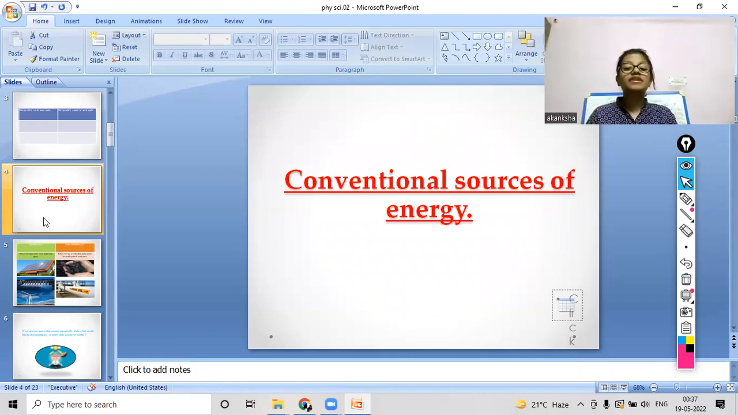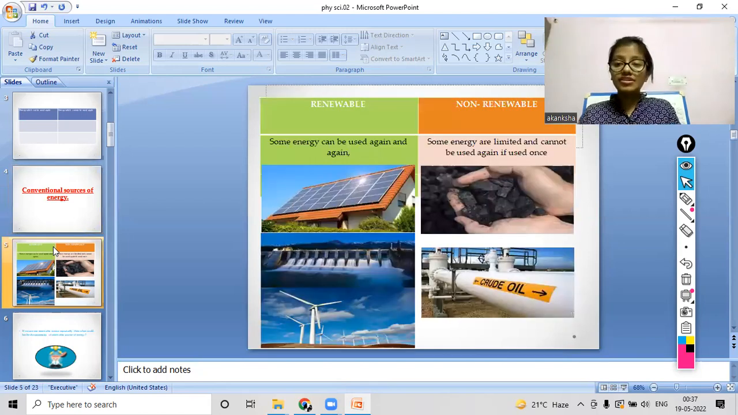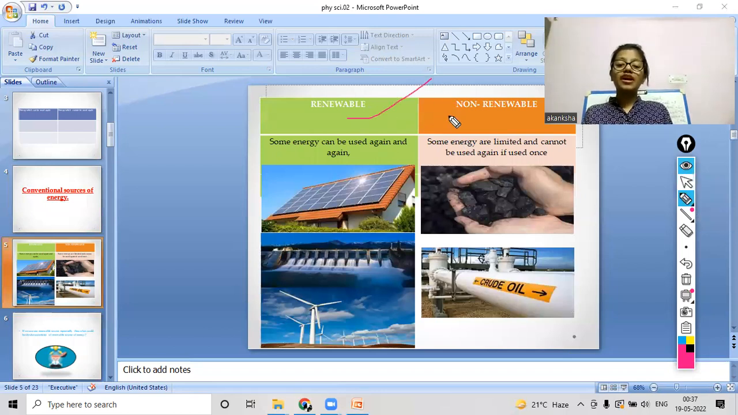Yes, I can see some good responses. So yes, students, you all are right. Conventional sources of energies are sources of energies that have been used for centuries, right? And these types of sources are known as conventional sources of energy. Now we will move on to our next slide. What can you see in our next slide? What are the two different types of energy sources? Yes, very good. The first is the renewable source of energy, and the second is the non-renewable source of energy.